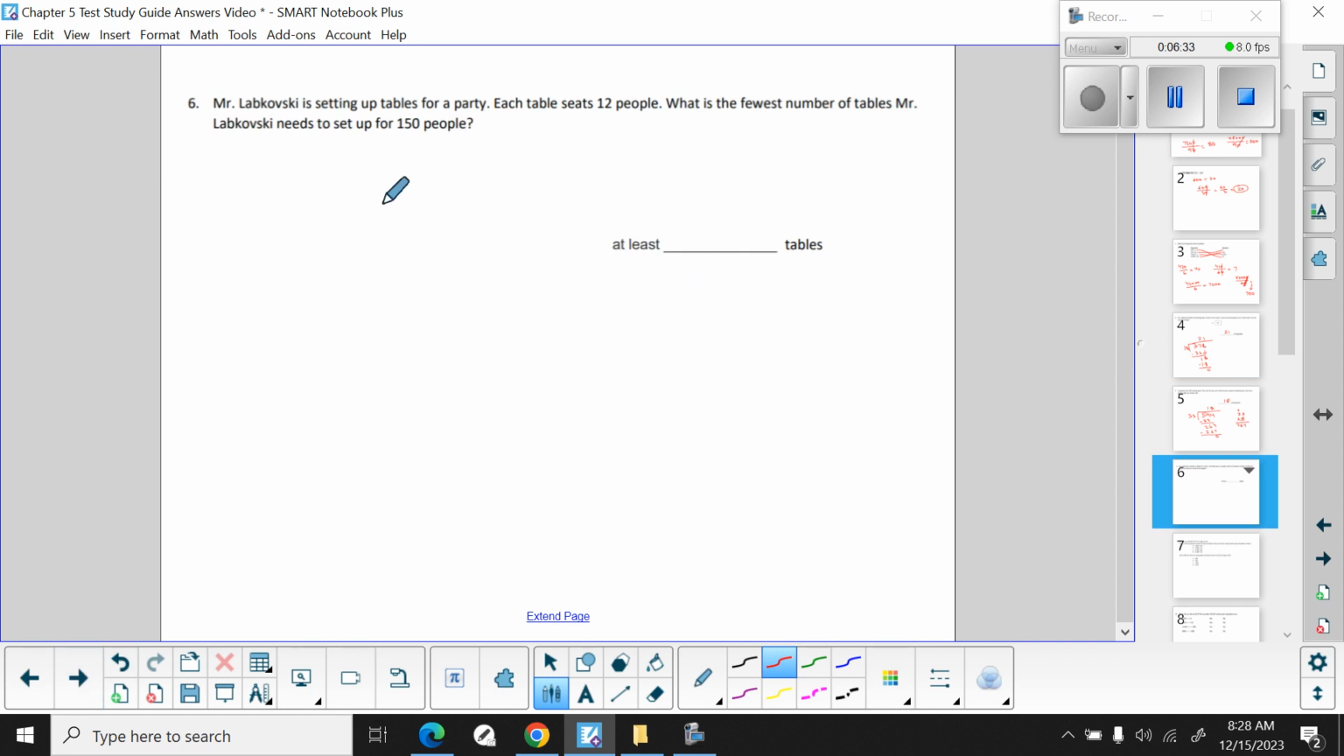Number 6, Mr. Lipkovsky is setting up tables for a party. Each table seats 12 people. What is the fewest number of tables Mr. Lipkovsky needs for 150 people?